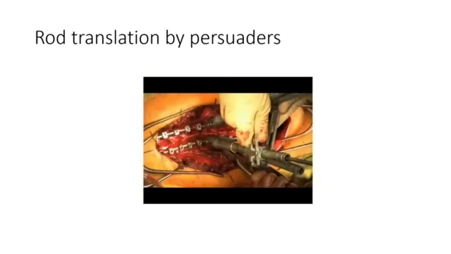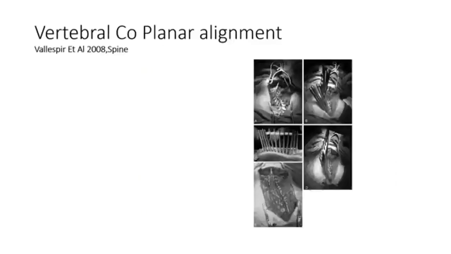You can translate the rod by persuaders to be attached to the screws, and this gives a translation of the spine towards the construct, and then the vertebral coplanar alignment when you put the screws on both sides, and then put the towers on one side, connect them to a polyethylene rod which is strong enough to align the spine, and then put the rod on the other side in the corrected position, and then put another rod on the other side later after removing these towers.